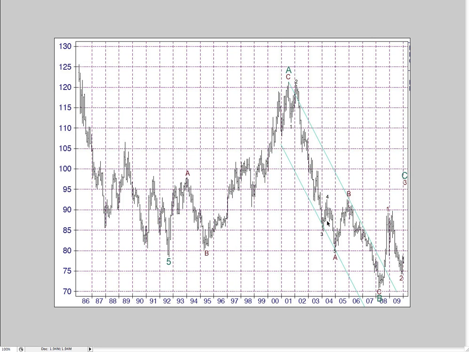I'm confident that this B is finished because we've got a nice clean parallel trend channel from the beginning of A to this point labelled B here, a parallel copy placed on this low labelled A, which has been very clearly broken to the upside, so B is over and C, the next wave in the sequence, should be underway.